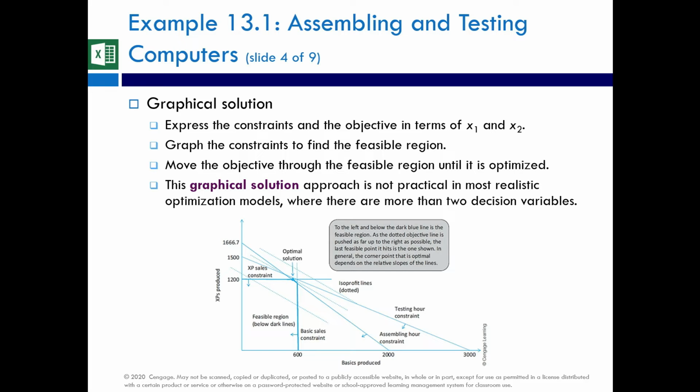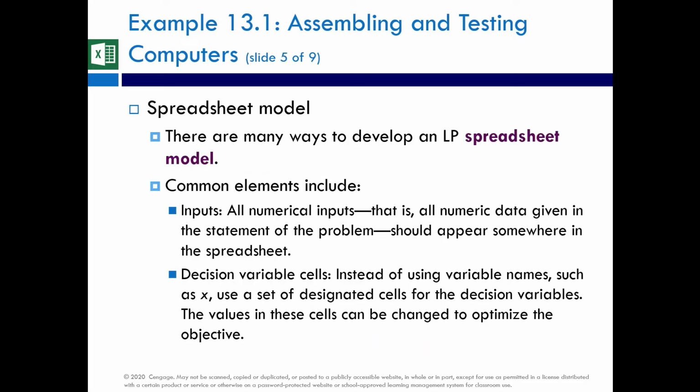Spreadsheet model. There are two ways to develop an LP spreadsheet model. Common elements include inputs: all numerical values, that is, all numeric data given in the statement of the problem, should appear somewhere in the spreadsheet. Decision variable cells: instead of using variable names such as x, use a set of designated cells for the decision variables.